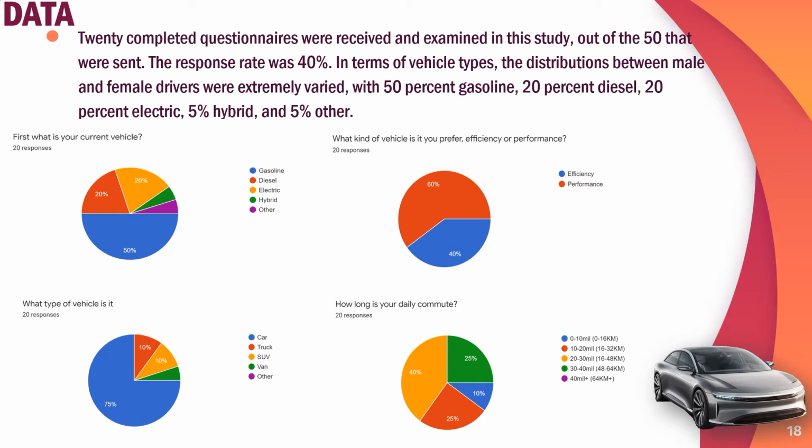We also ask what type of vehicle our users use right now. Is it a car, truck, SUV, van, or other vehicle? And then we ask them how they use their car for daily commuting, starting from 0 to 16 kilometers, and the maximum being 64 kilometers and above. Okay, next.